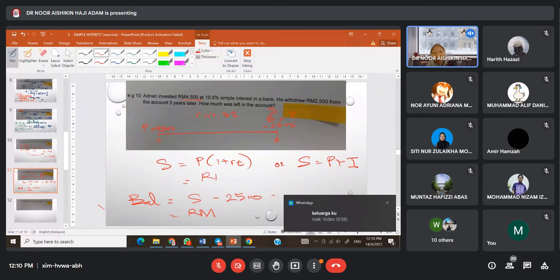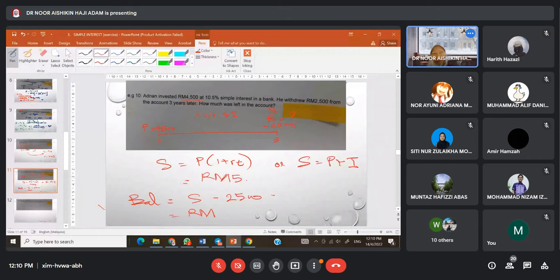Yeah, thank you for that. So S is RM5917.50. We want S. You need to find S first. Then only you figure out how much money is left in the account after 2,500 ringgit was deducted from S.